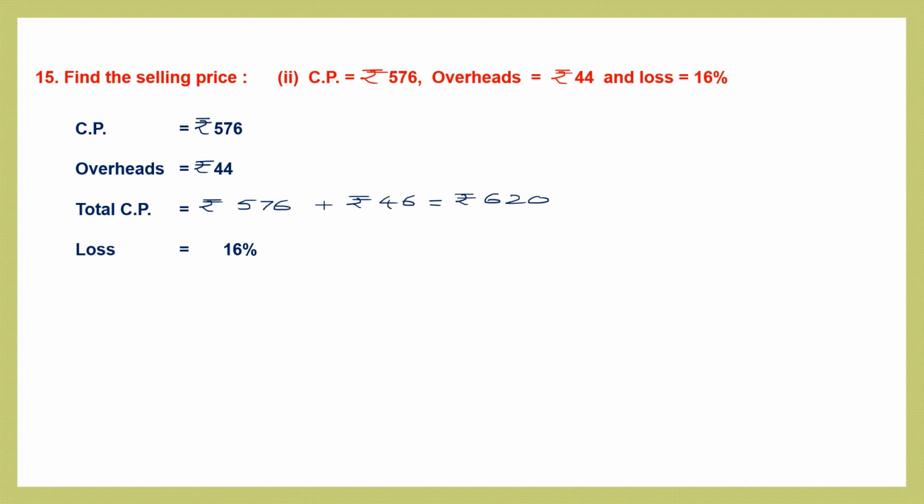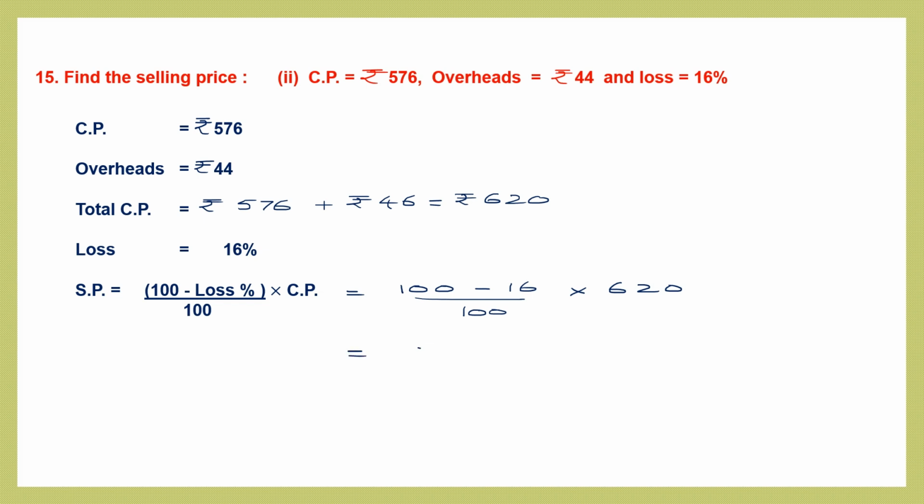We are also given the loss percent. So when you have to find selling price, see what's given to you, the cost price. So we have the total cost price, we have the loss percent. Then use this formula, 100 minus loss percent by 100 into cost price. So 100 minus the loss percent, which is 16, divided by 100 into the cost price, which is 620 rupees. This is equal to 84 divided by 100 into 620.